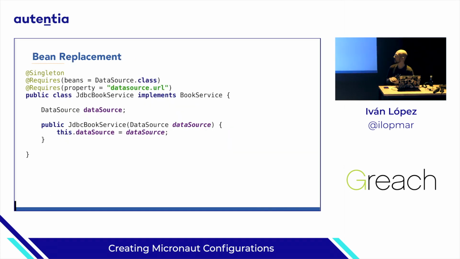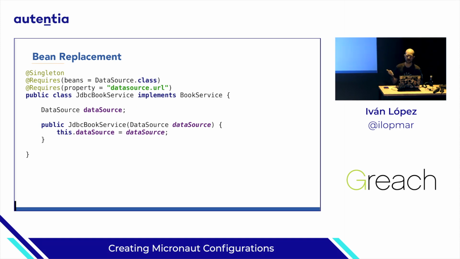Oops, sorry. So, bean replacement. With this option, we can replace existing beans. Imagine that we have this example, the same one we used before. We have defined our data source, we have the data source URL, but maybe we don't want to use this for, I don't know, for test, because you want to try another thing or whatever.